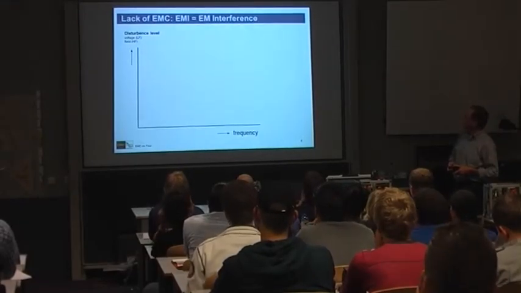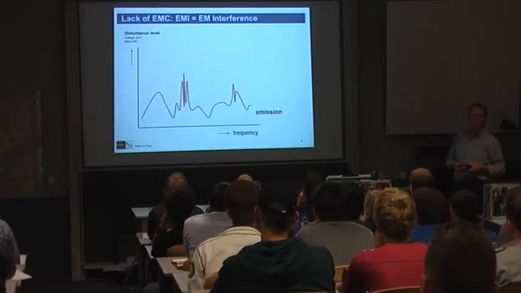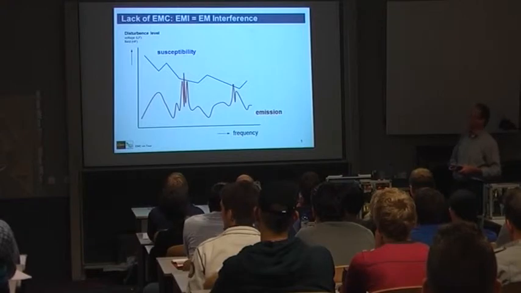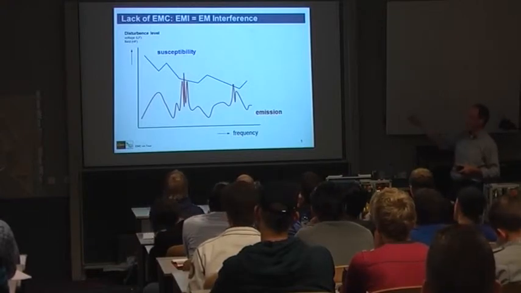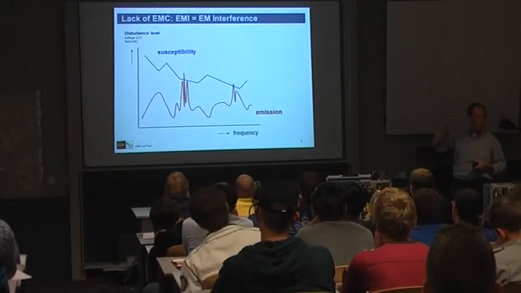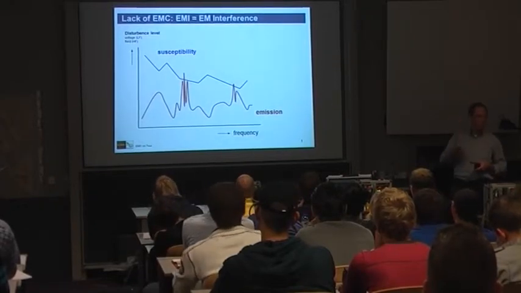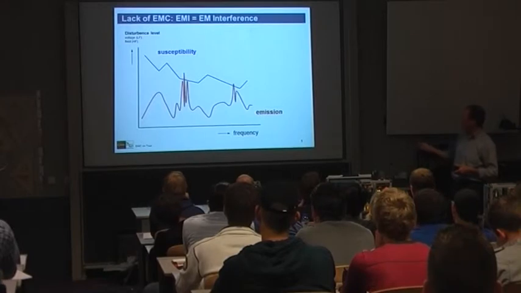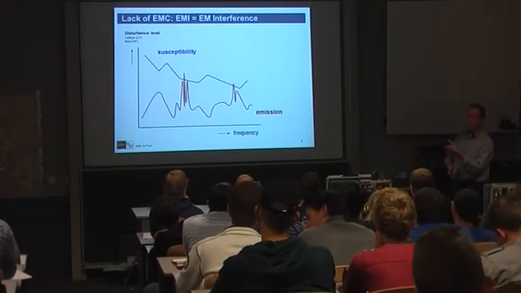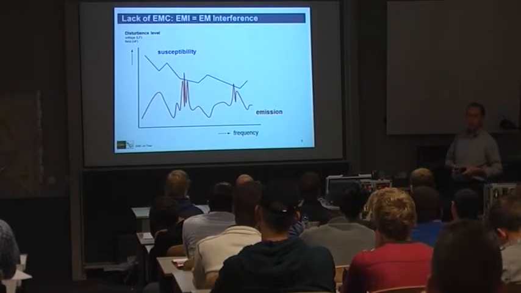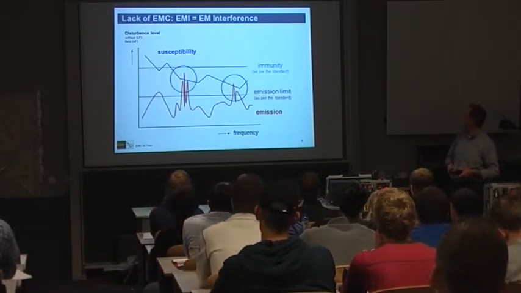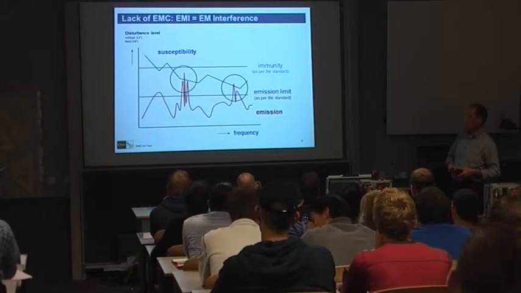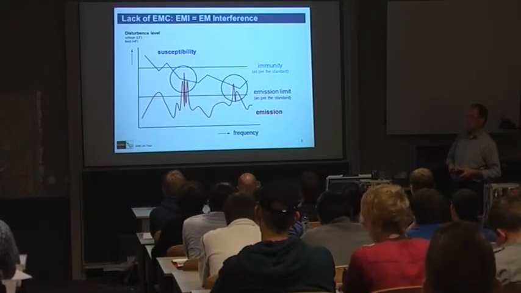So a lack of EMC is what we call EMI, interference, where emission is too high and/or immunity is too low, or susceptibility. That's actually where things go wrong. So the device is susceptible to noise. At this frequency we'll see a negative margin and we can expect some interference. If you stick to the standard, it should be fine. Should.